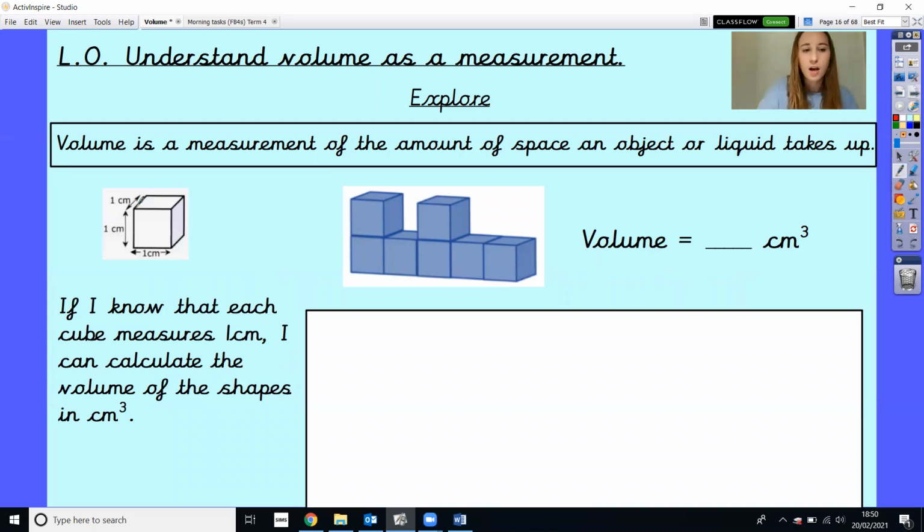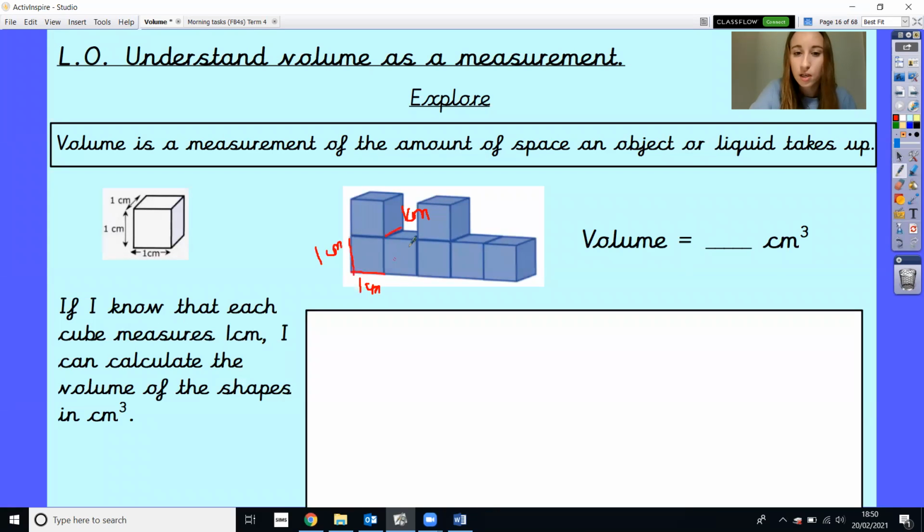So let's have a look. If I know that each of my cubes measures 1 centimetre by 1 centimetre by 1 centimetre, so it's 1 centimetre cubed, I can calculate the volume of these shapes in centimetres cubed. So if I know that this cube here measures 1 centimetre by 1 centimetre, and I know it also is 1 centimetre deep, then I can say, well, that is 1 centimetre cubed. And then I can do what I just did earlier in step 1, count up the cubes, and I know what my volume is in centimetres cubed.